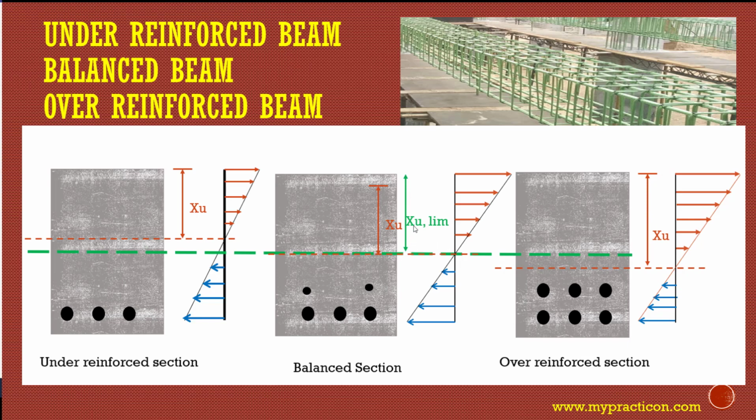If you look at the balanced section, the XU limited, which is also called the limiting neutral axis, critical neutral axis or balanced neutral axis. There are many ways we can call it XU limited. This limiting neutral axis or critical neutral axis, which is equal to the actual neutral axis, is called a balanced section in terms of neutral axis. Whereas in the under reinforced section, the actual neutral axis is less than the critical neutral axis, which is the green line.